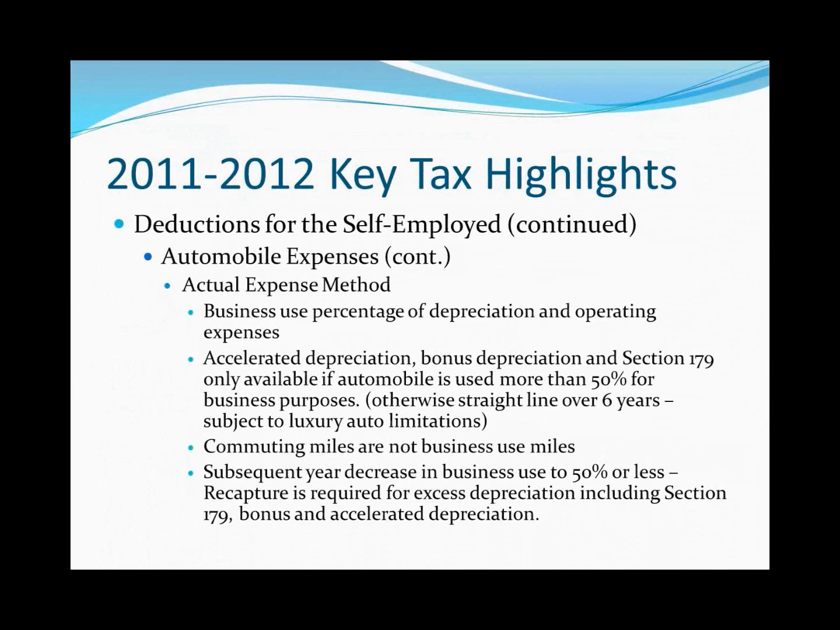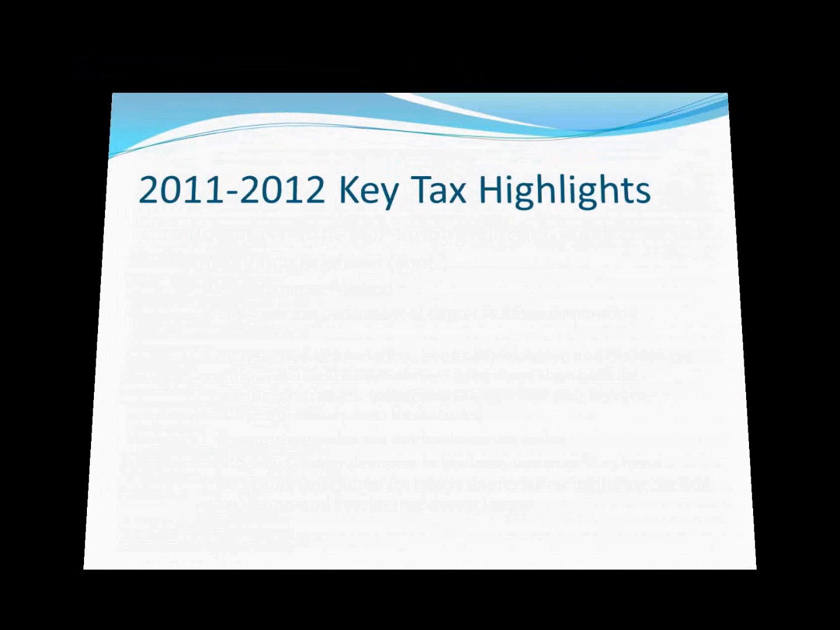And then there's also the actual expense method. If the business use percentage is more than 50%, you can use depreciation and operating expenses rather than just the standard mileage rates. But if the business use drops below 50% after that, then you have to recapture any depreciation that was taken in prior years. And just a note that commuting miles are not business use miles. And then I talked about the subsequent decrease.